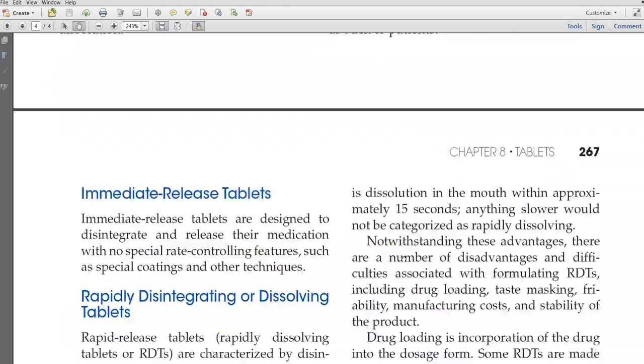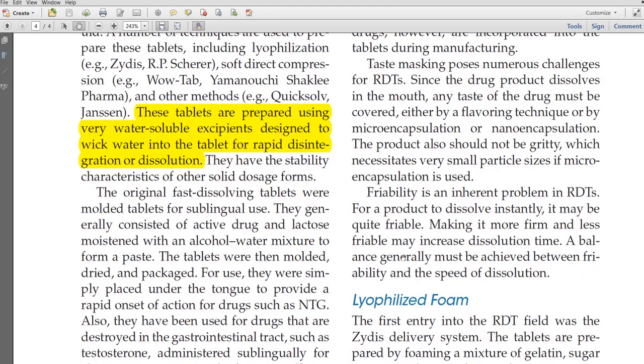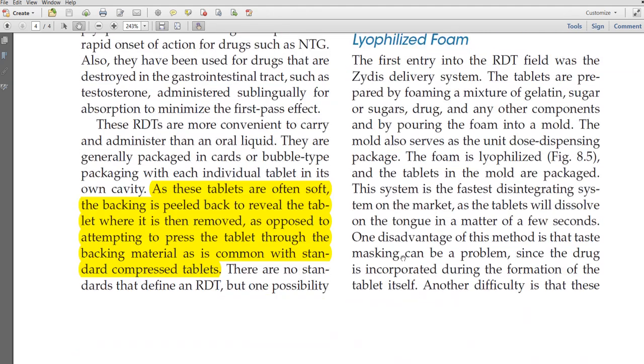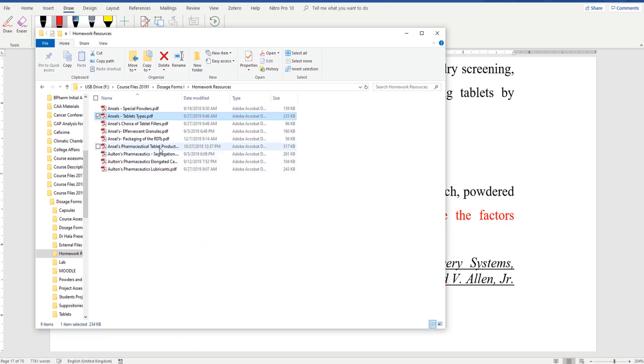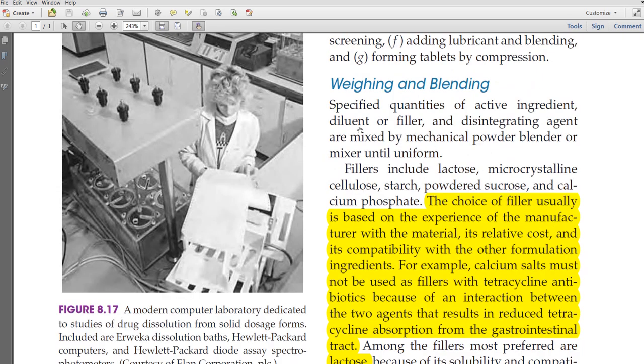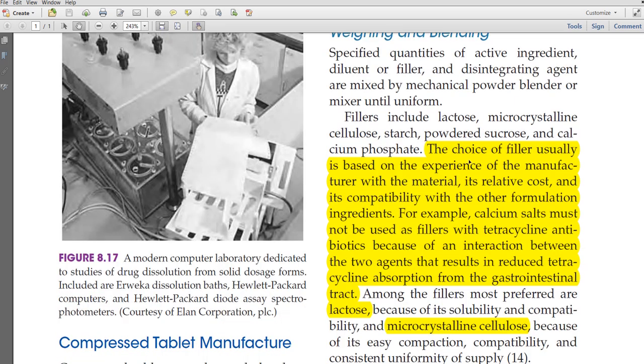Let me see if it is in this document or maybe another one. No, not this one. So let me see. Okay, choice of tablet fillers. Here it explains to you what are the factors.